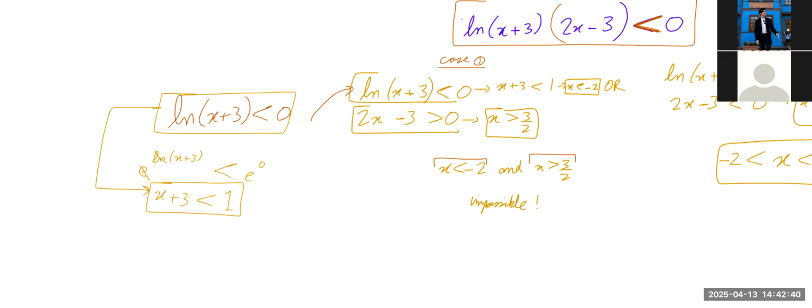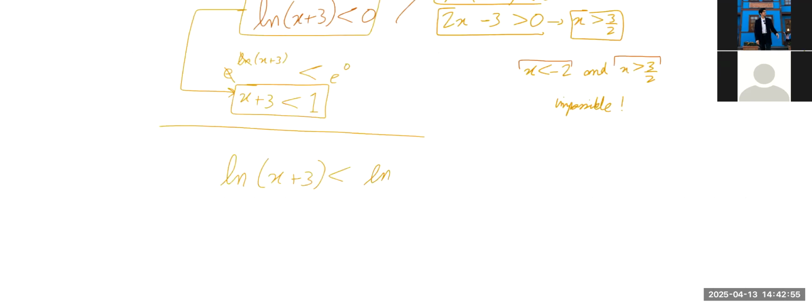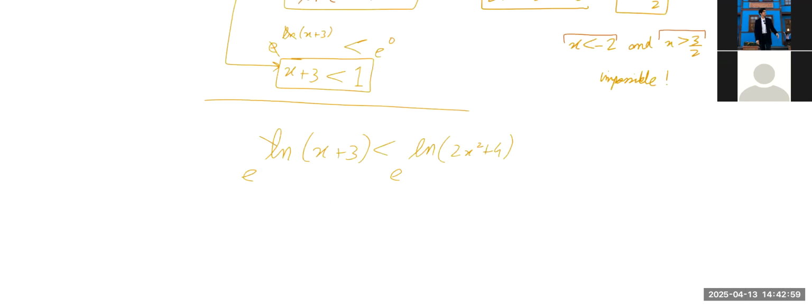Okay, is this clear? Does this make sense? Yes. Okay, so for example, if it was natural log of x plus 3 has to be less than, I don't know, like natural log of 2x squared plus 4, you would still raise both sides to the power of e, cancel out the e's and the ln's, and get x plus 3 has to be less than 2x squared plus 4. So this is how you can pull out the argument inequality from a natural log inequality by just raising both sides to the power of e.